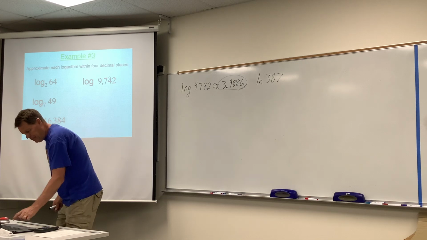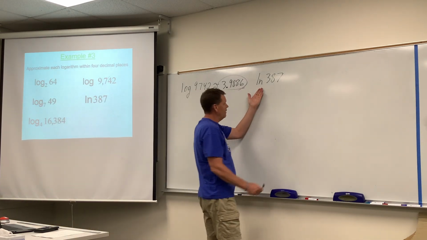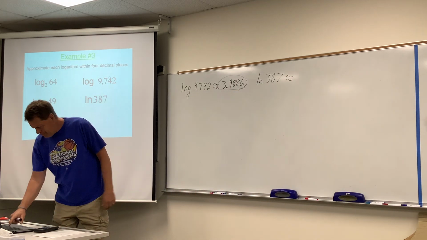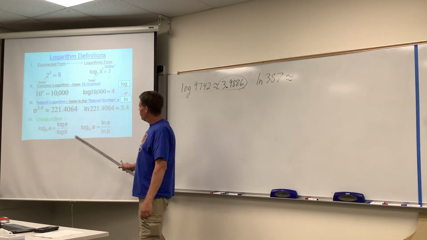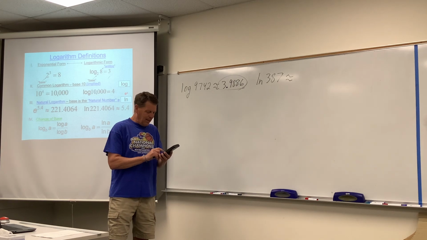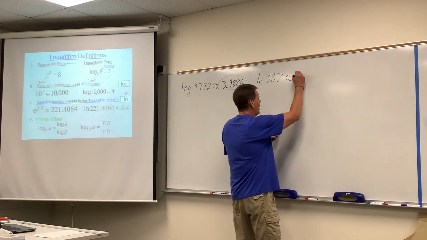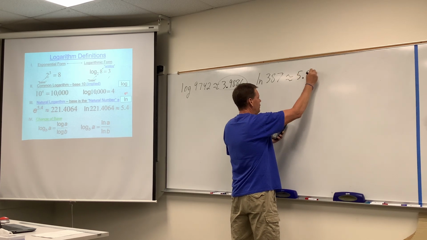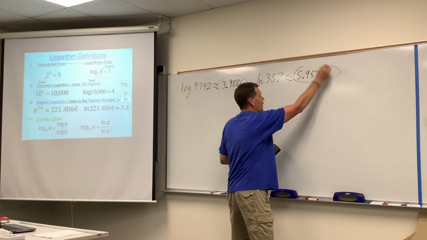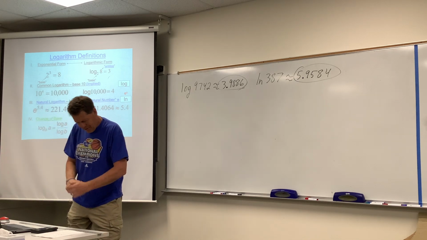Next example. Natural log 387. That's a button. That's a calculator function. There's no need for change of base. That's a natural log. I'm hitting that button that says ln and putting in 387. And according to my calculator, that's about 5.9584. Boom, done. Don't overthink it. Okay? So hopefully that makes sense.